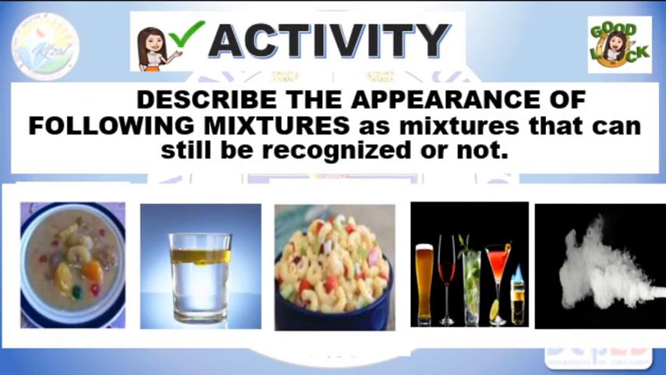Now, for your activity, describe the appearance of the following mixtures as mixtures that can still be recognized or not. Number 1, bilo-bilo. Number 2, the mixture of oil and water. Number 3, salad. Number 4, alcoholic beverages. And number 5, smoke.